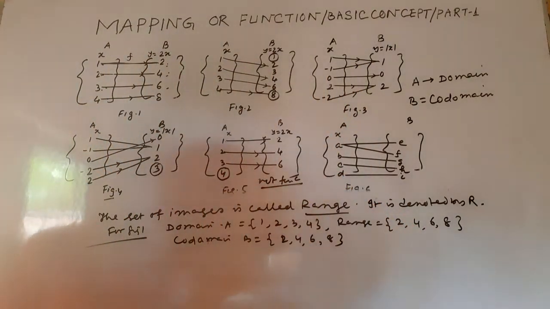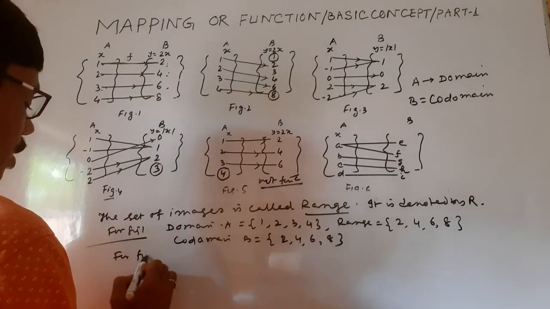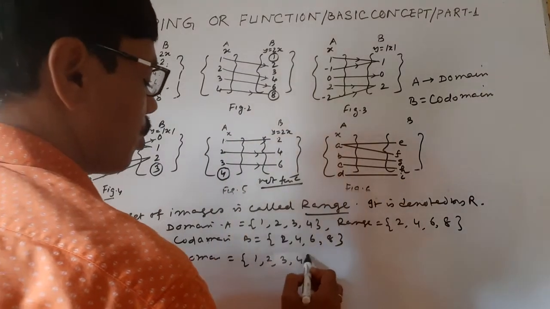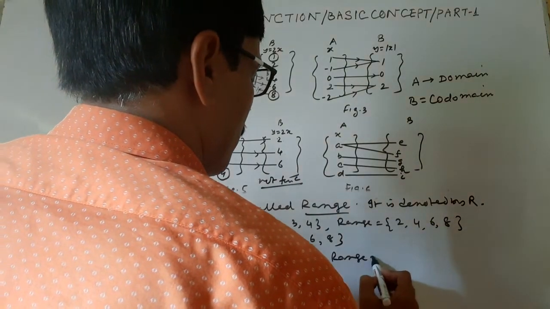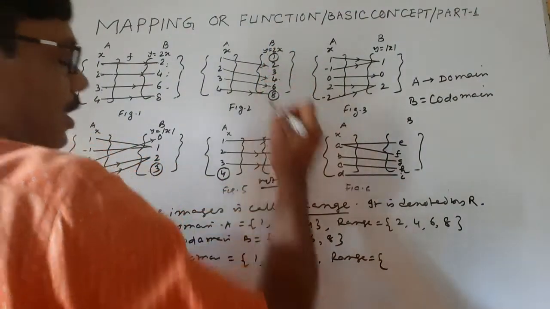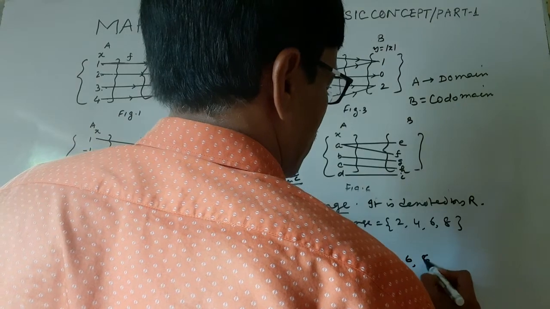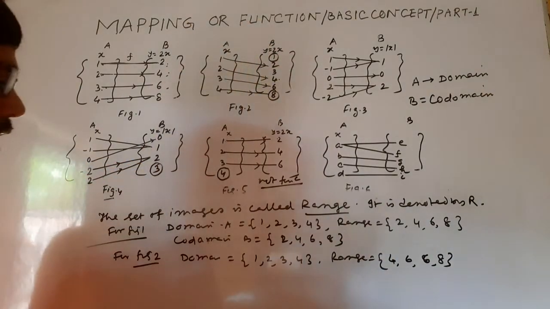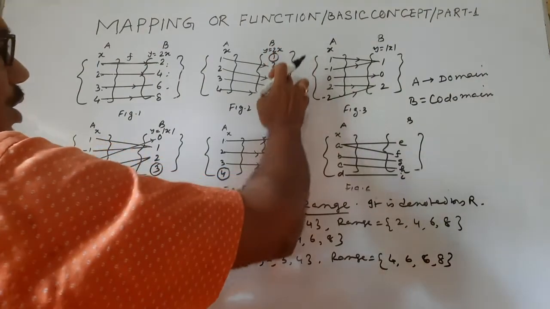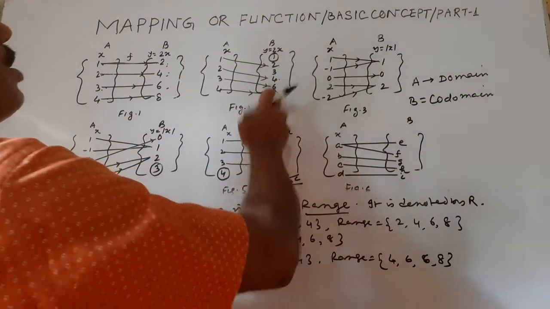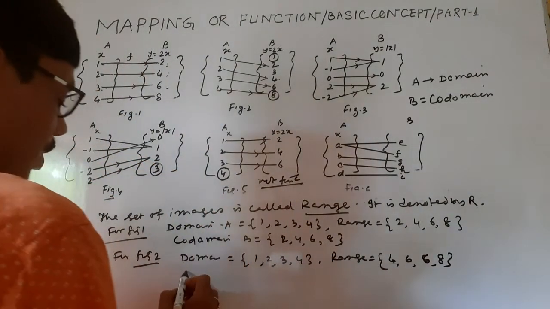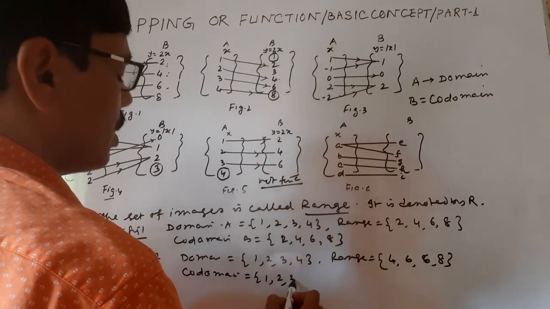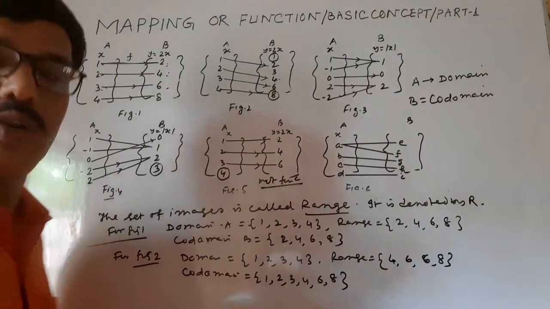Now look, for figure 2, domain equals 1, 2, 3, 4. Range. So images 2, 4, 6, 8. So 1, this is not related to any element of A. So this is not an element of range. Similarly, 8 is also an element of range. So what is codomain? Codomain is 1, 2, 3, 4, 6, 8.